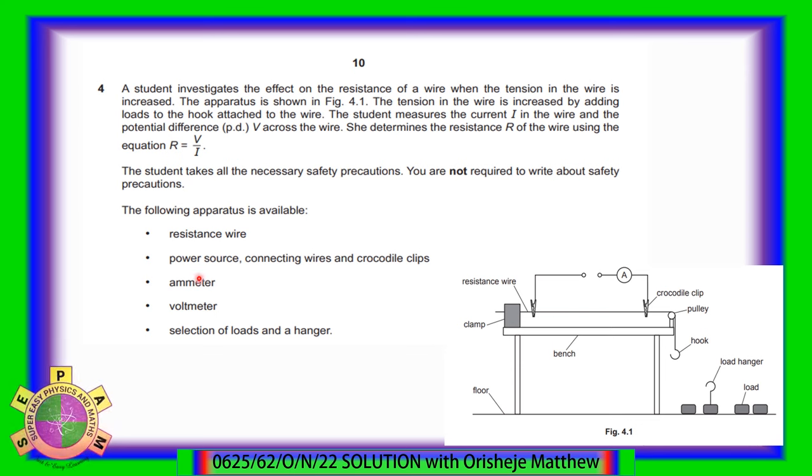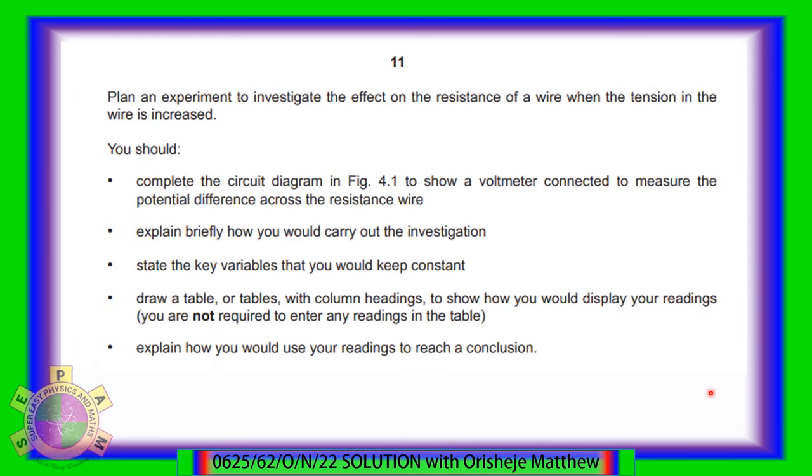Now, the ammeter, A, to measure the current flowing, the voltmeter, then a selection of loads. You have these ones given to us. Now, plan an experiment to investigate the effect on the resistance of a wire when the tension in the wire is increased. Now, complete the circuit.